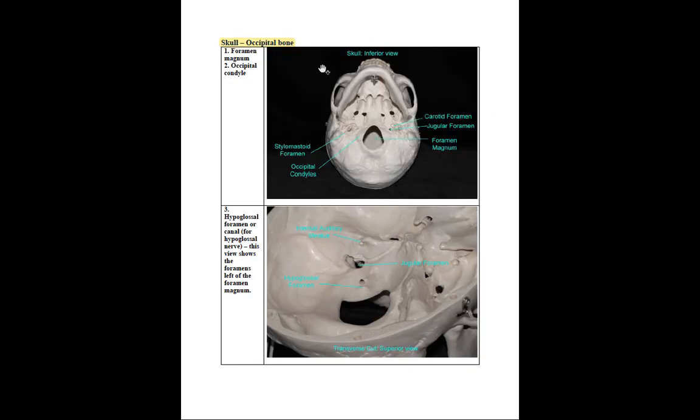So then let's get into the occipital bone. For the occipital bone, you're going to need to know the foramen magnum. Magnum, again, is the magnificent large foramen of the skull. It's the largest foramen of the skull. Then you'll have the occipital condyles. The occipital condyles we'll talk about in terms of articulating with the atlas vertebra, which is C1. So we'll come back to those.